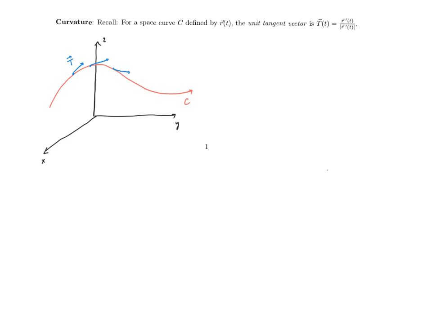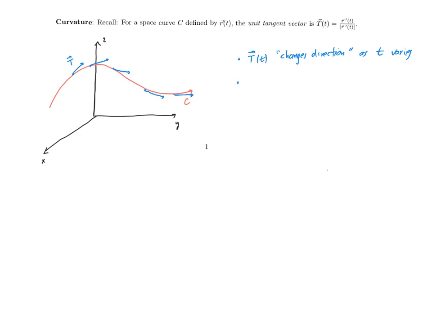And as we draw this at more and more spots, we see that as the curve is changing directions, so is the unit tangent vector. So the big observation that I want to make, which might seem obvious from the picture, is that the unit tangent vector changes direction as t varies.